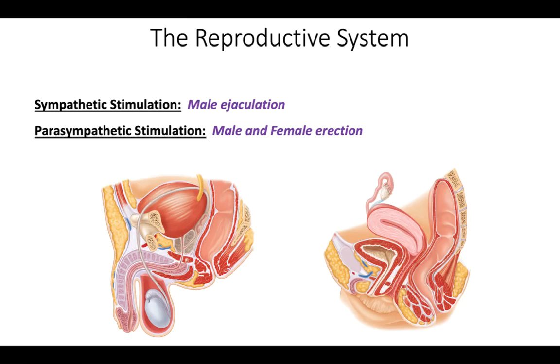All right, last thing is the reproductive system. Again, it's a late A&P2 topic, but an erection is parasympathetic. So the male and female erection is stimulated by parasympathetic neurons. Male ejaculation is a sympathetic response. Again, that's one of the E situations we're talking about there, which is excitement.